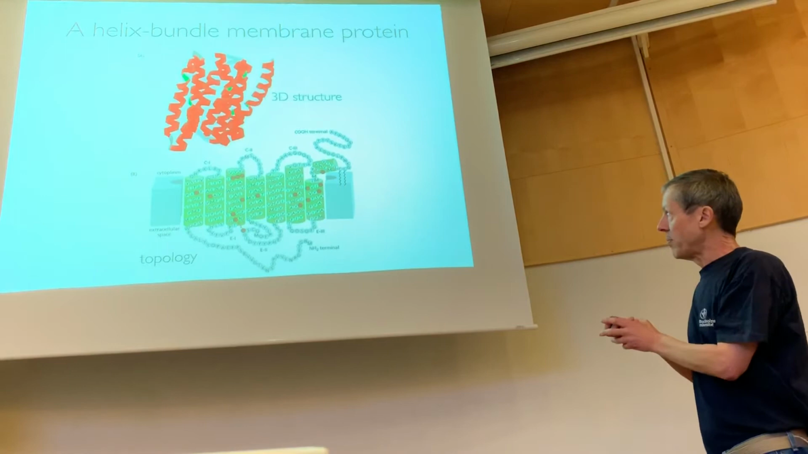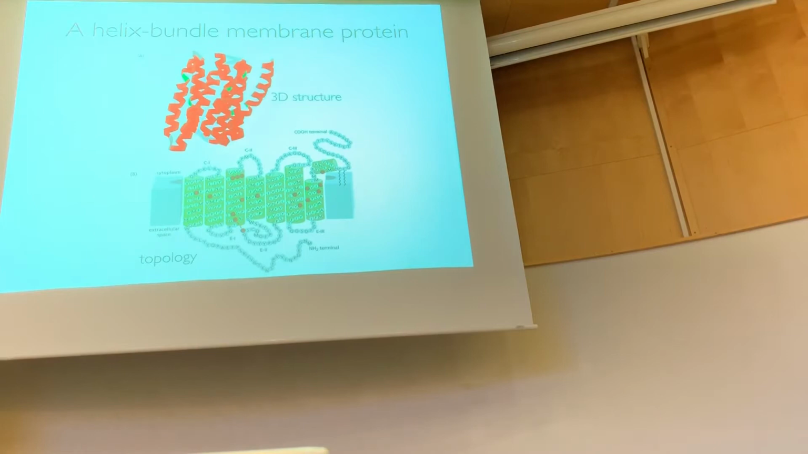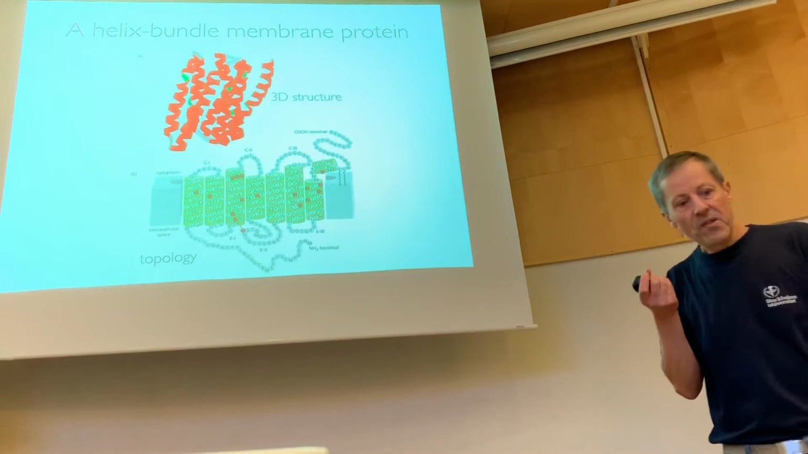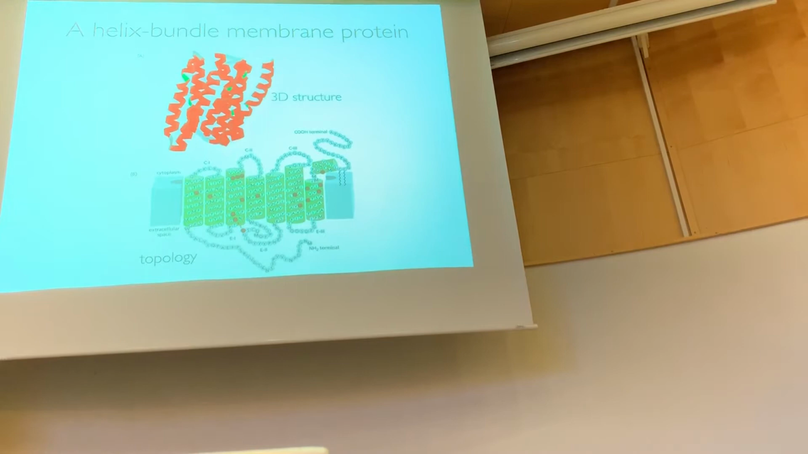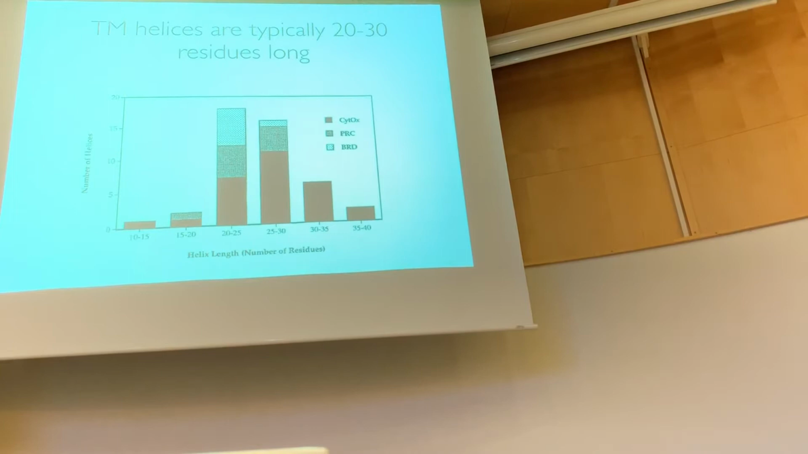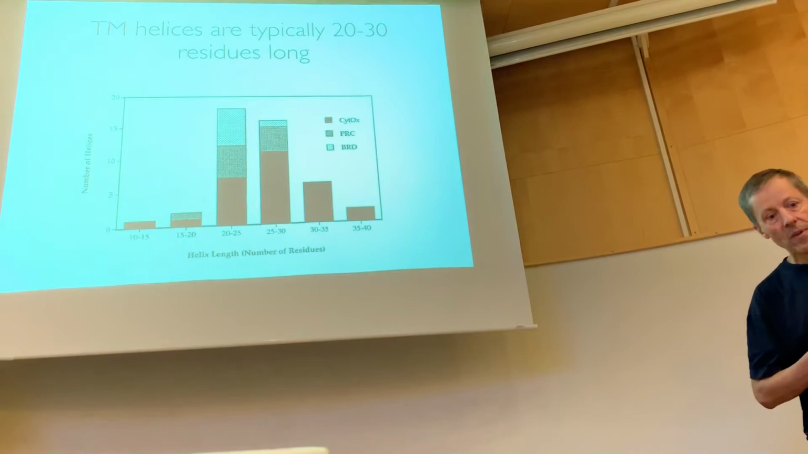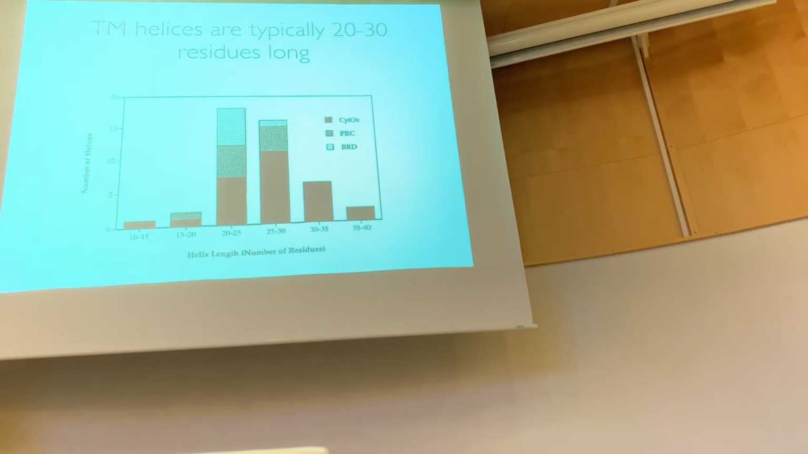In order to come up with a topology predictor, it's nice to know some of the basic statistics of helices and orientation. How long are helices typically, what's the distribution of lengths, and so on, so you have something to guide you. This is just done on three proteins, but it's pretty similar if you look now when we have a few hundred structures, maybe 500 structures, for membrane proteins. Typically these transmembrane helices tend to be between 20 and 30 residues long.